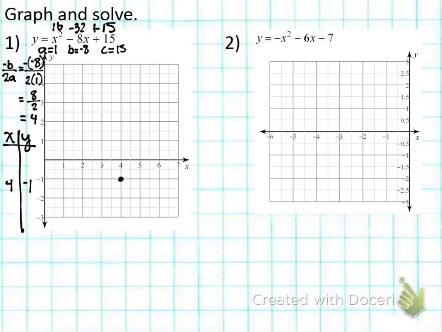Then we're going to pick 2 bigger numbers than 4 and 2 smaller numbers than 4 to put in our table, 5 and 6. And we'll pick 2 smaller numbers, 3 and 2. And we're going to start plugging all of these numbers into our original problem up at the top, okay?